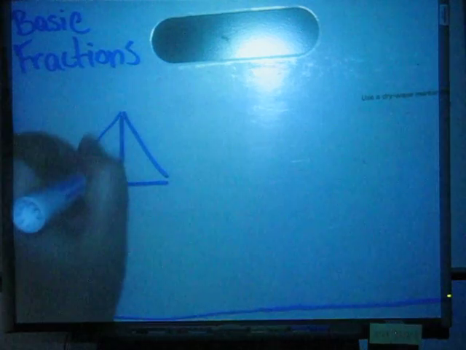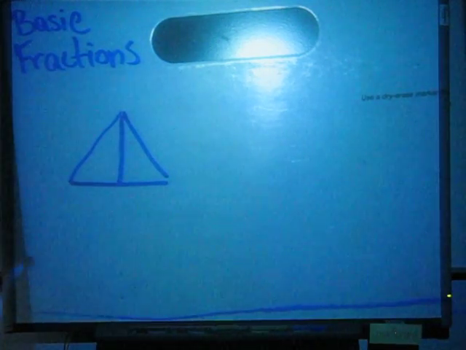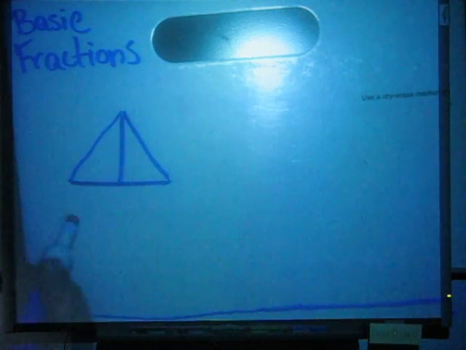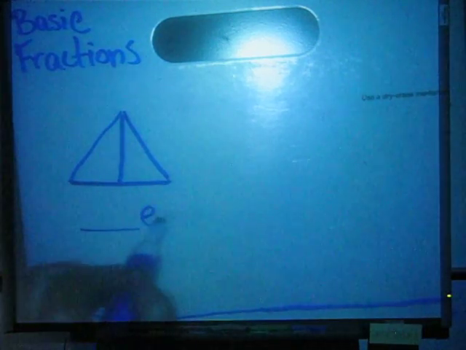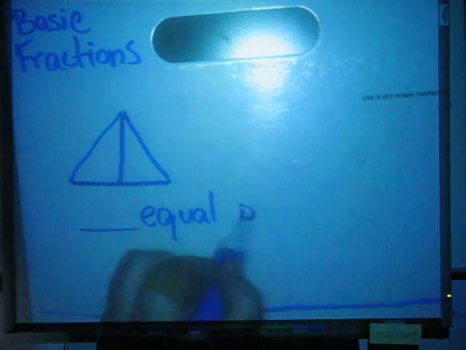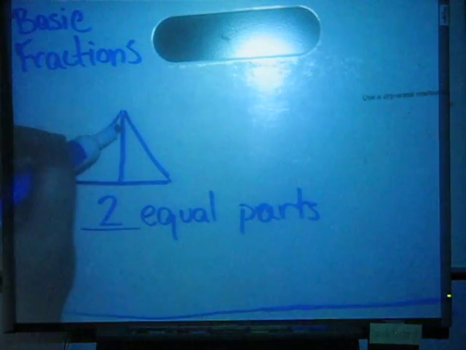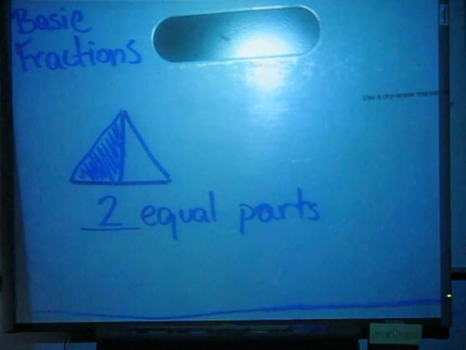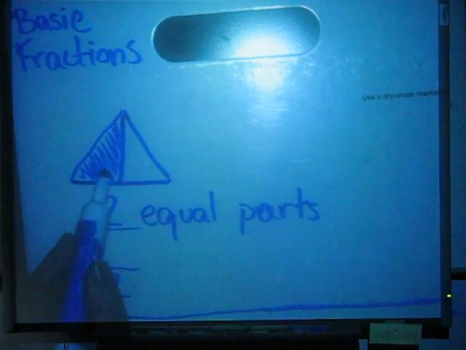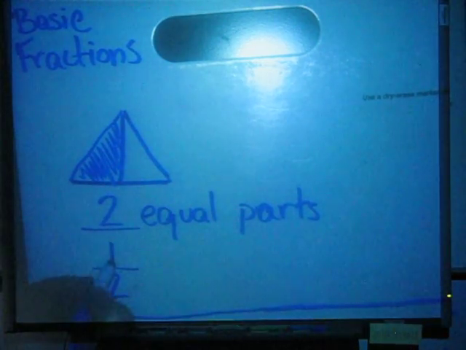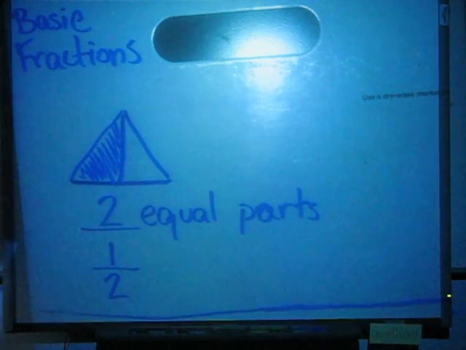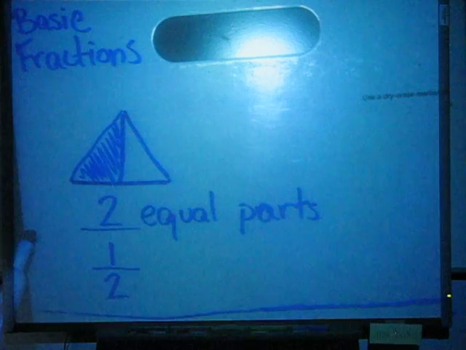Let's try a triangle. Okay? Triangle, again, I'm not an artist, so we have to practice. How many equal parts? 2. Okay? And let's say this is part, what part is shaded in? Well, my denominator would be 2, because there are 2 pieces. My numerator would be 1, because 1 is shaded in. Okay?